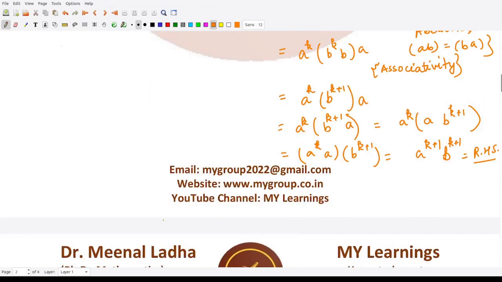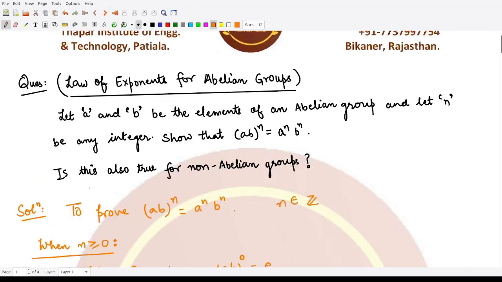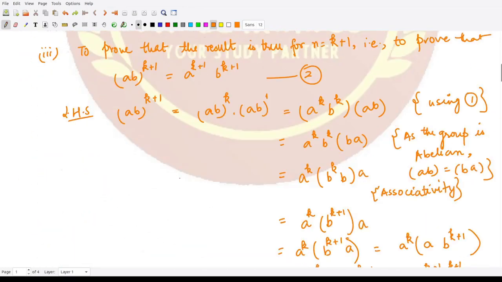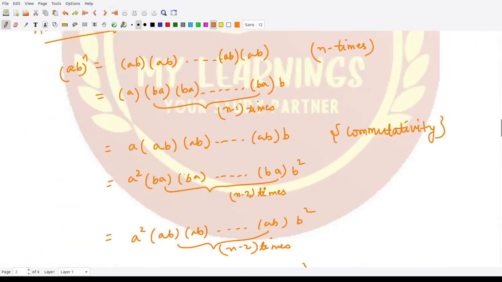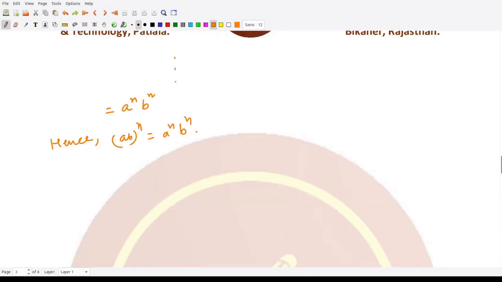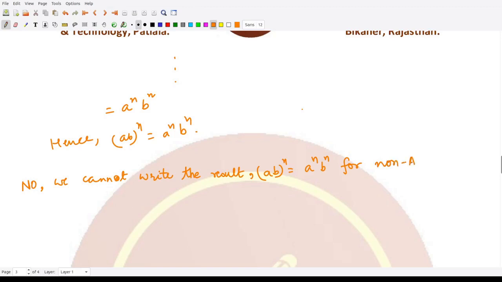So the next question that they are asking us is, is it also true for any non-abelian group? The answer is no, because in the proof we have used this property of abelian. If this property is not there, we cannot write it like this. So the answer is no, we cannot write the result ab raised to power n is equal to a to the power n, b to the power n for non-abelian groups, right?